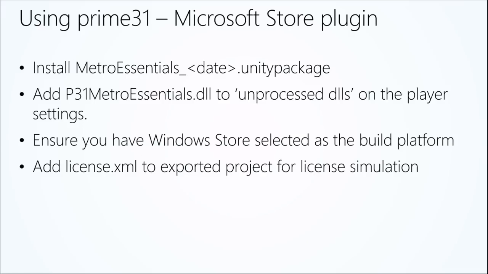So let's talk about it. In this case, we're going to bring in the Metro Essentials Unity package. And again, we also need P31 Metro Essentials added to the unprocessed DLLs. So we've looked at that now twice, once for the Azure one and once for the Metro Essentials. It seems like the same song and dance each time. That's right. Make sure you have Windows Store selected as the build.